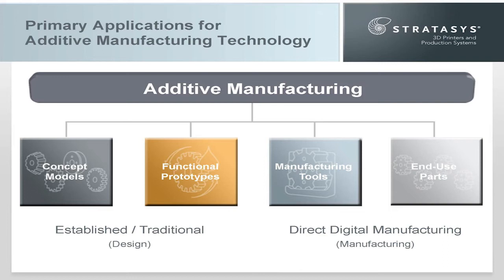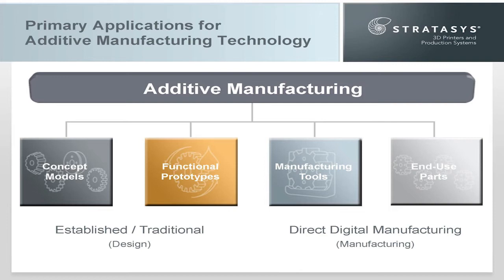Next up would be a functional prototype. Prototypes used to evaluate the fit, form, or function. We want to prove all aspects of the product, performance, or say manufacturability. So the requirements are a little more strenuous when we get to the functional prototype.